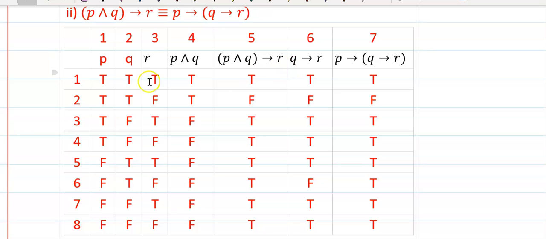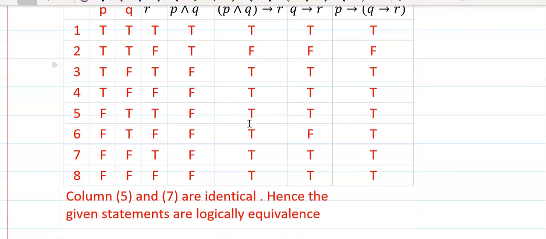Now next is Q implies R. It's true, F, T, T, T, F, T, and again T. And last is P implies, in bracket, Q implies R. That is an implication between the first and the sixth one. That is T, F, T, T, T. Next is T, it is T, and it is true. Column number fifth and the seventh are identical, and hence the given statement is a logical equivalence.